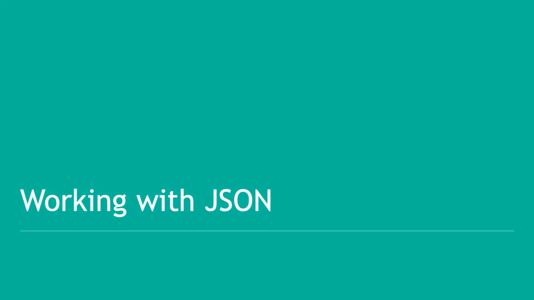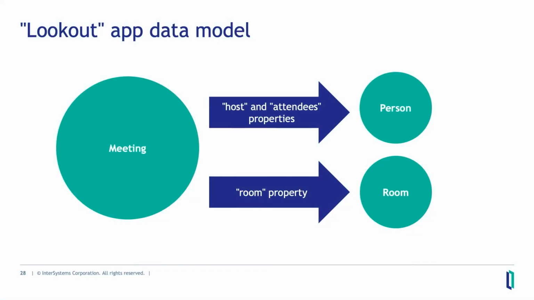Let's talk about JSON. We need to take a look at ways to have more complex REST services that don't deal in just plain text. And I've created a second example application for you. You see the creatively named Lookout for meeting reservations.